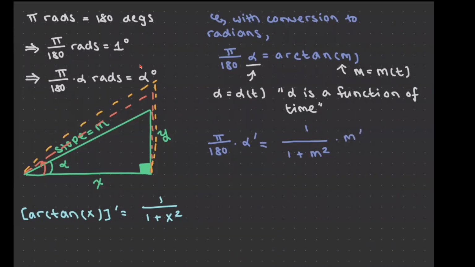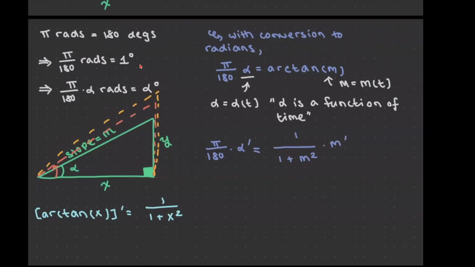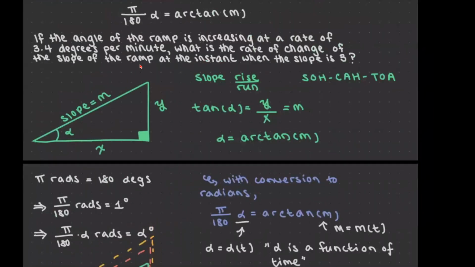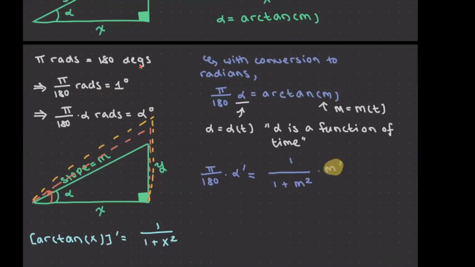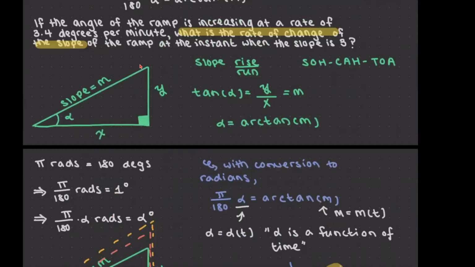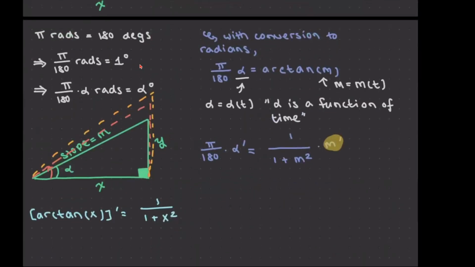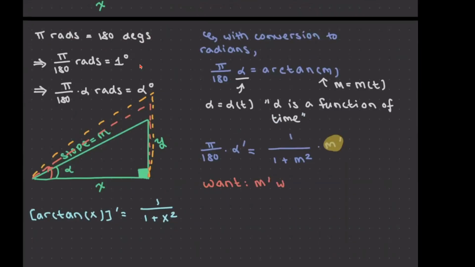Okay? Remember, what are we solving for? Let me go back here. So we want, what is the rate of change of the slope? Well, that's m prime, right? So this is what we're solving for. We want it at the instant when the slope is 3, so when m is 3. So we want m prime when m is equal to 3.